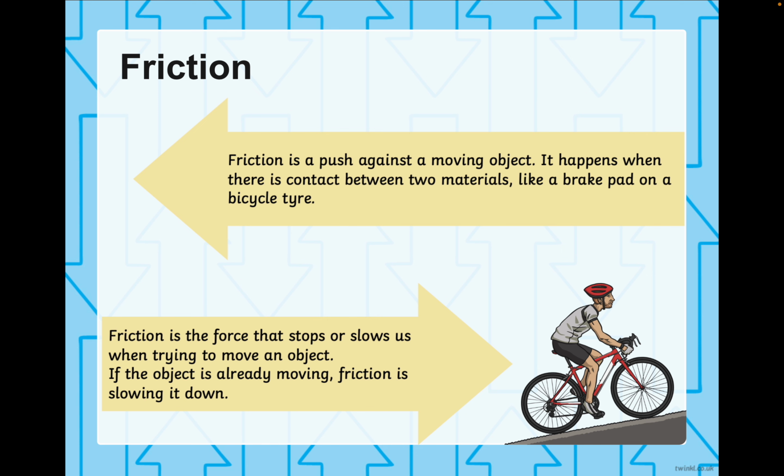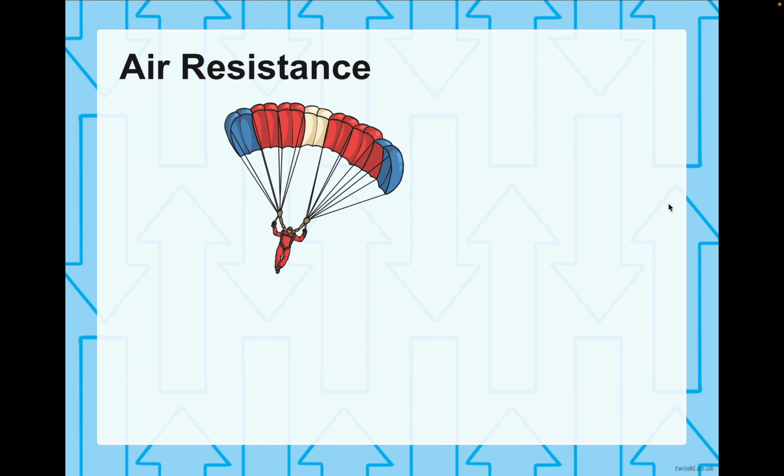Does anyone know what friction is? I'm sure you already know. For example, if you rub your hands together really hard like this, you can feel your hands warming up. That's friction. Friction is a push against a moving object. It happens when there is contact between two materials like a brake pad and a bicycle tire. Friction is a force that stops or slows us when trying to move an object. If the object is already moving, friction is slowing it down.